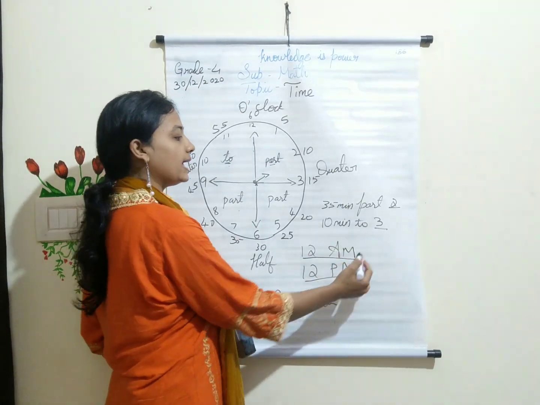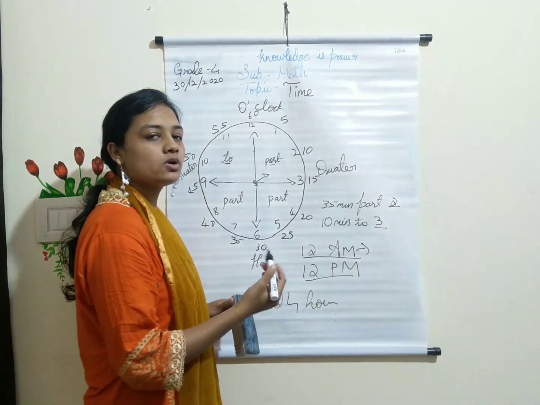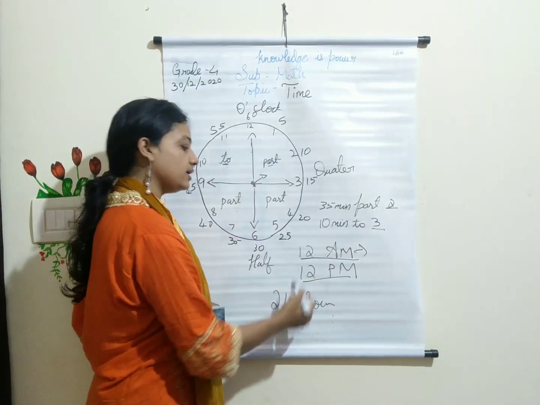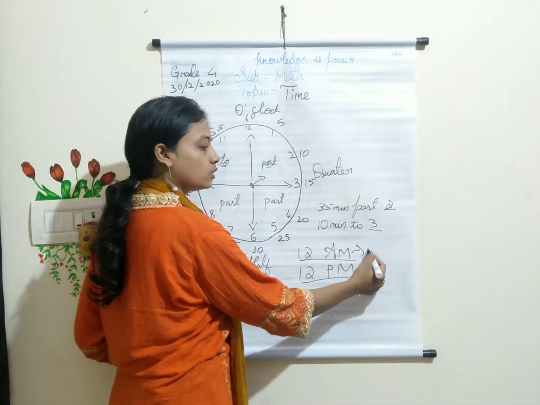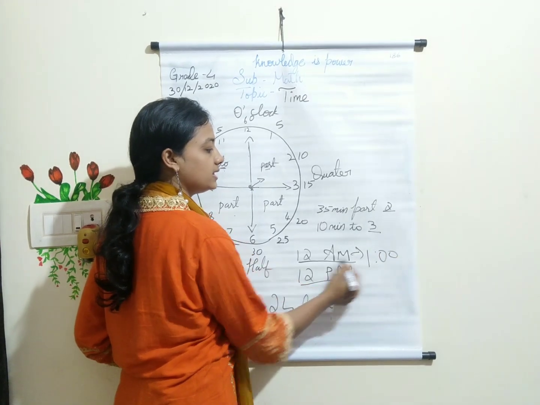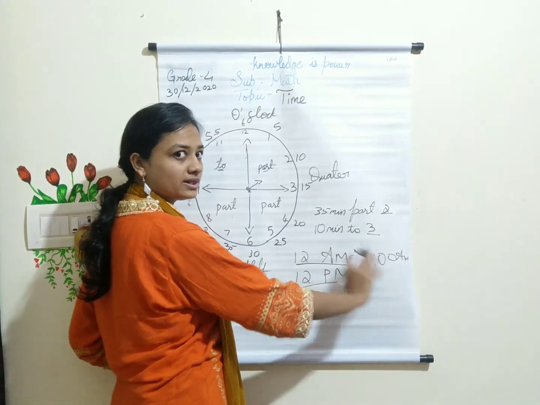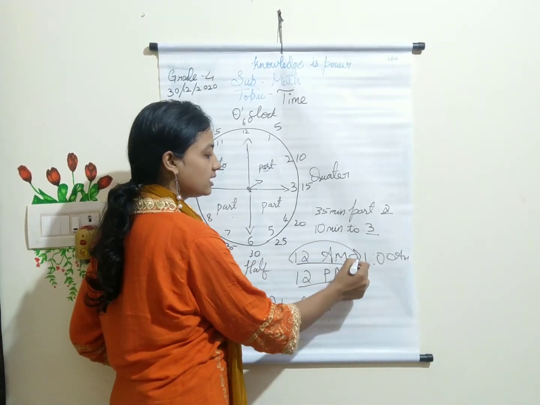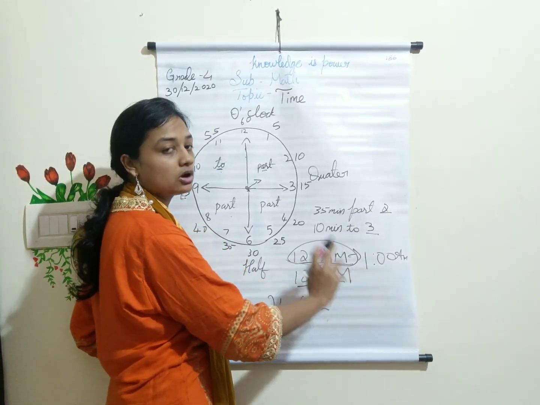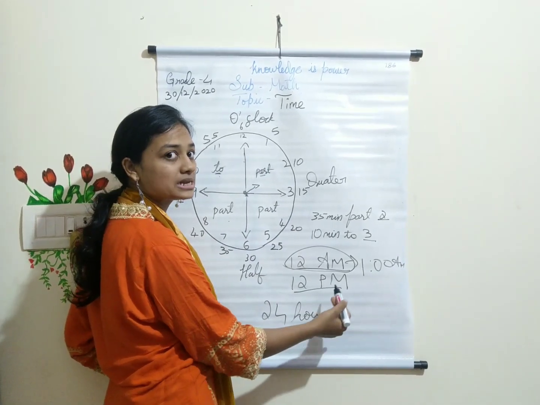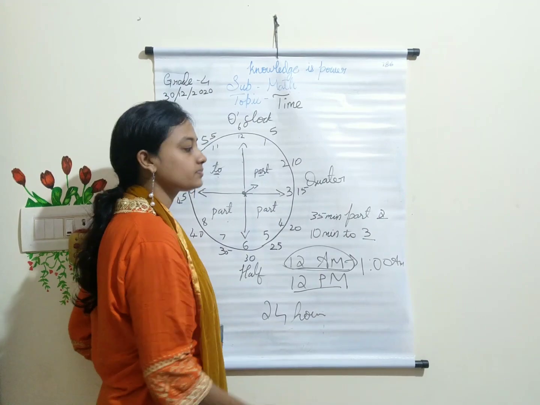See, for AM, nothing will be changed because it is the first round. So if it is 1 o'clock, in 24 hours time also it is 1 o'clock. If it is 1 o'clock in AM, the 24 hours timing is also the same. In first AM, nothing will be changed. Only from the PM, when PM starts, your calculation changes.